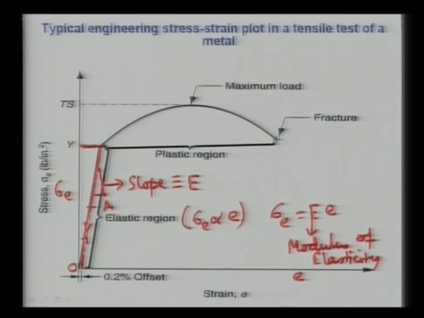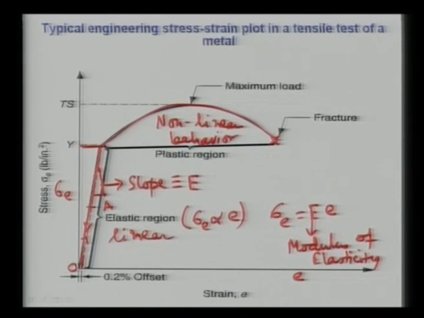Okay. Now the major thing that happens when a metal goes from the elastic region to the plastic region is non-linear behavior. So this region is called linear behavior and this region is called non-linear behavior. And this non-linear behavior, what you see here, is called the plastic region.